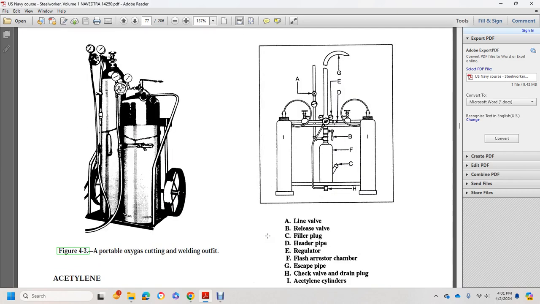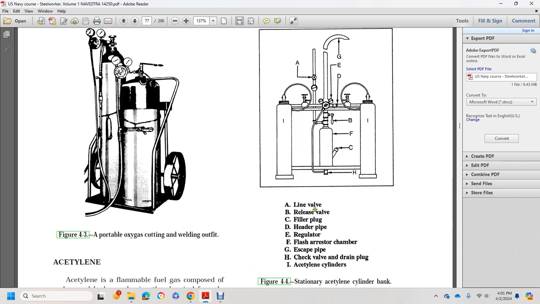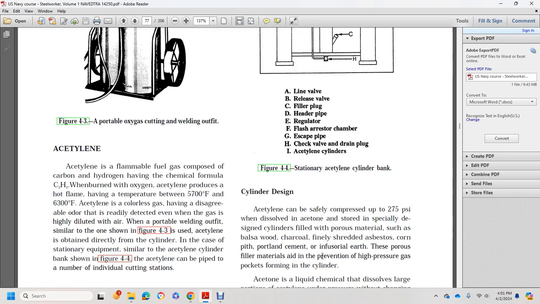Figure 4.3 is a portable acetylene cutting and welding outfit, and over here in 4.4 is a stationary acetylene cylinder bank. The parts are: A, line valve; B, release valve; C, filler plug; D, header plug; D, header pipe; E, regulator; F, flash arrestor chamber; H, check valve; and acetylene cylinders.